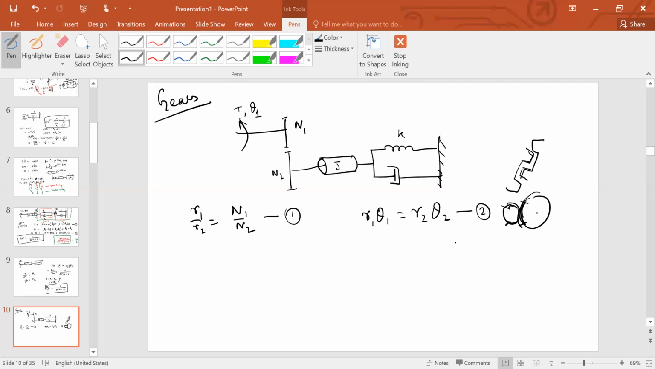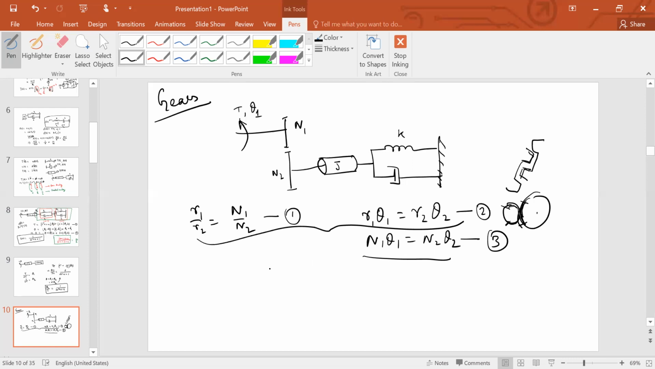All right, second observation. Now, using these two relations, we may write N1 theta 1 is equal to N2 theta 2. So combining these two relations, we arrive at this third relation, because the R are directly proportional to the N. So we're just replacing this here. This just comes from the geometry of the motion.